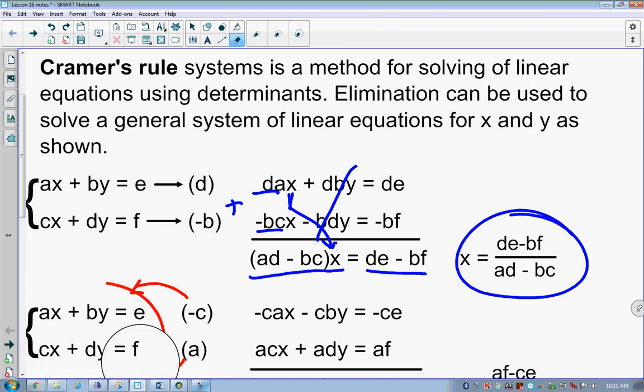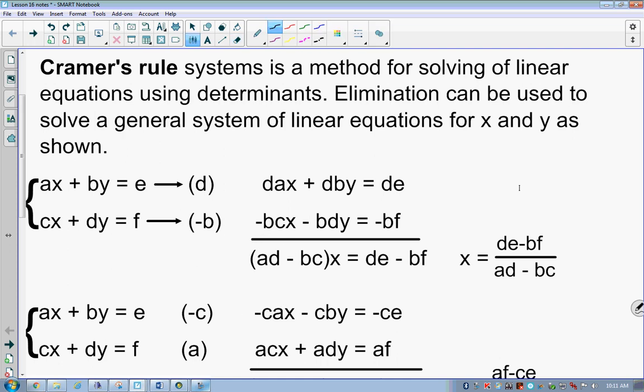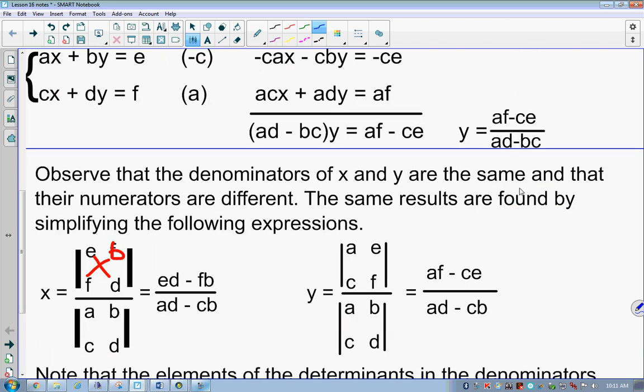When you have, for now, just look at this equation right here. If I'm trying to set this up in Cramer's rule and I want to solve for x, that means I'm going to substitute E here and F here. Okay, so if I bring this down, we should see E and F where x was. So if I want to solve for x, I substitute my solution for x.